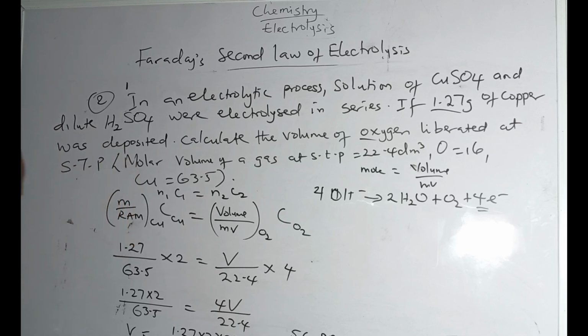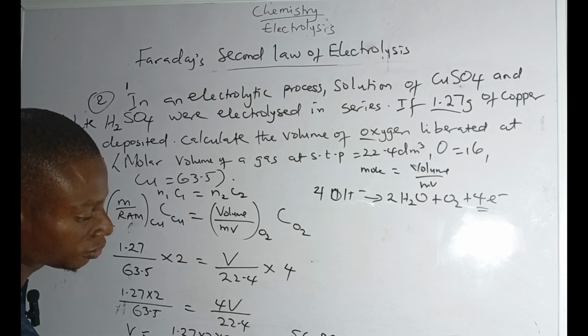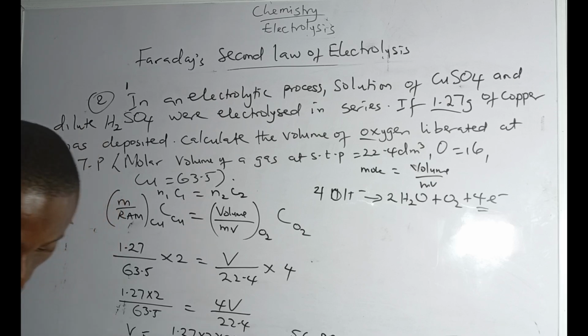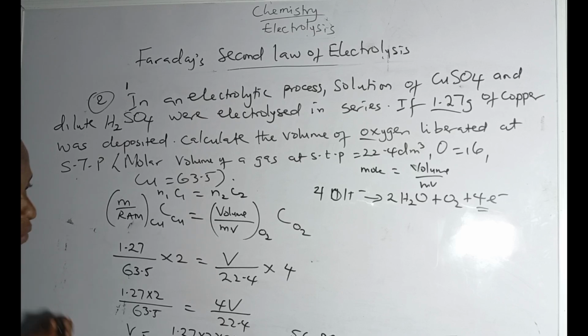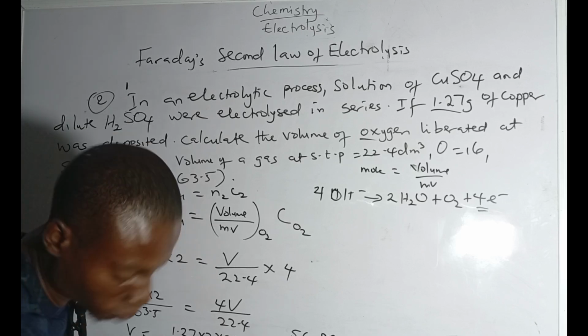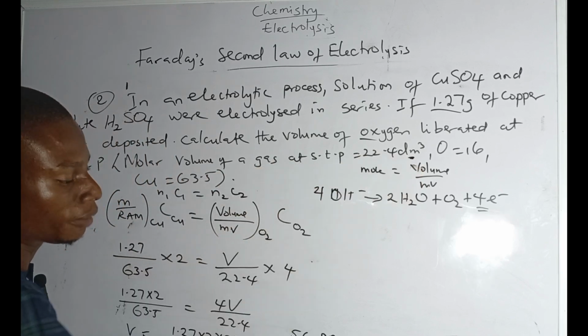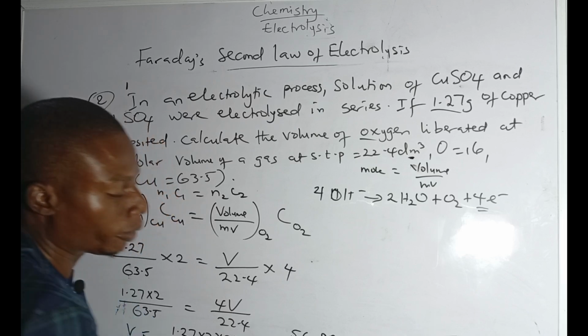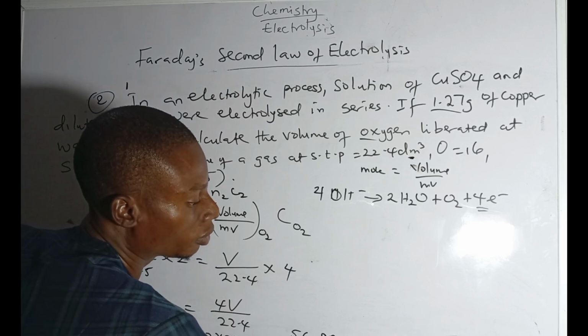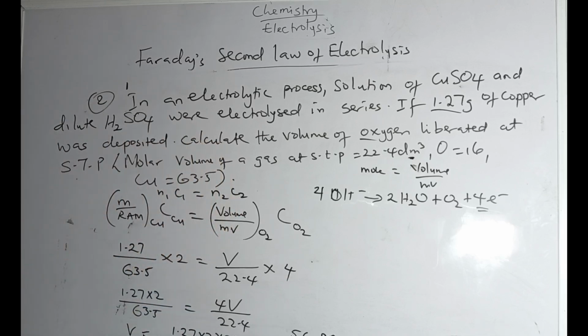So over 4 times 63.5, that is 254. So let's divide that. 56.896 divided by 254 is 0.224. The value here is in dm cube, so we can make it in cm cube by multiplying by 1000. So it will be 224 cm cube. So I hope it's clear.